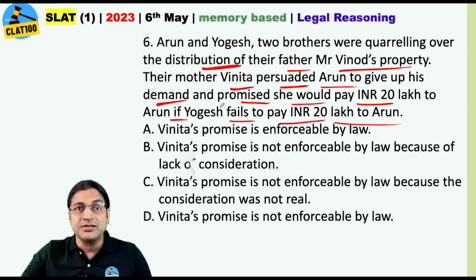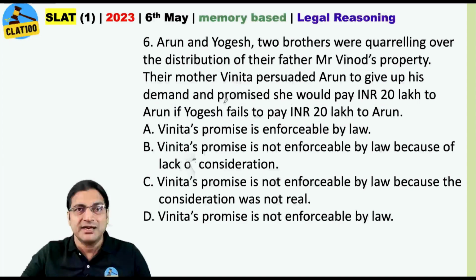Alright, please listen to each and every word very carefully, and this time I'm not going to give you any hint, right? So here, our question, what is the consideration for Vinita? The consideration for Vinita is Arun giving up his demand. It's a valid consideration. What is the consideration for Arun? That is Vinita's promise that if Yogesh fails to pay 20 lakh rupees to him, the mother would. Alright. So there are valid considerations. Alright. So Vinita's promise is enforceable by law.